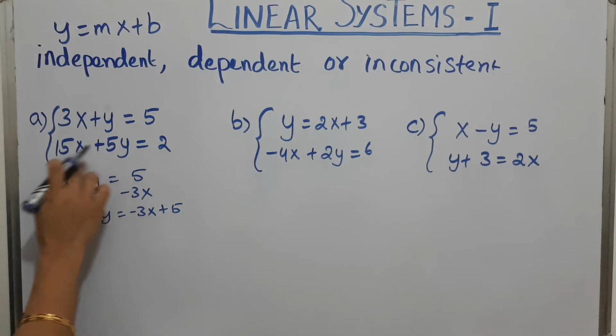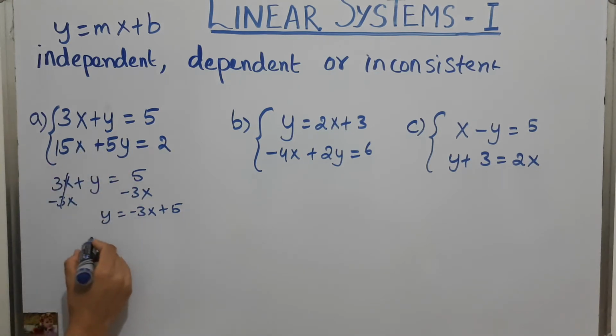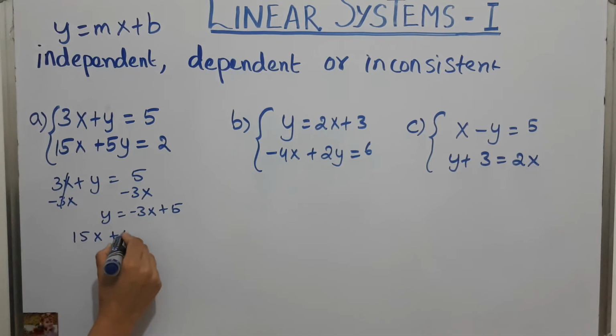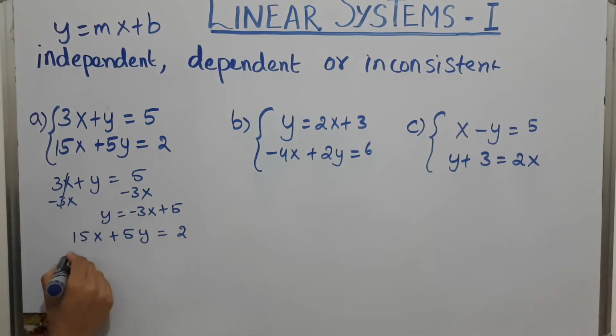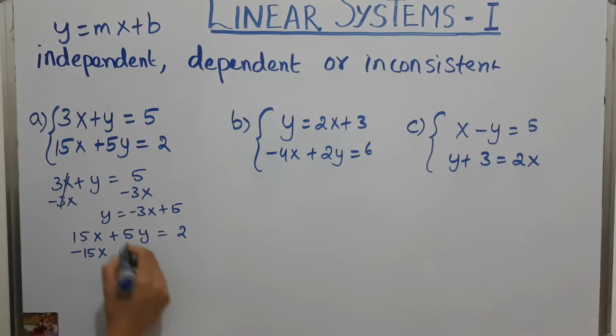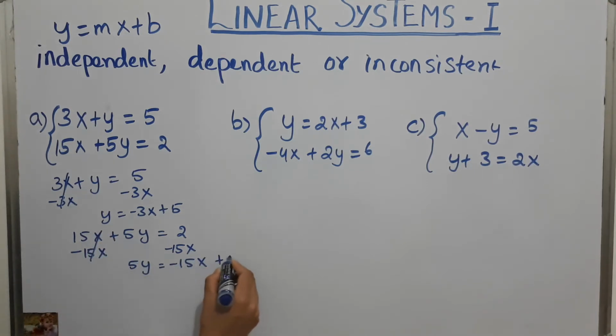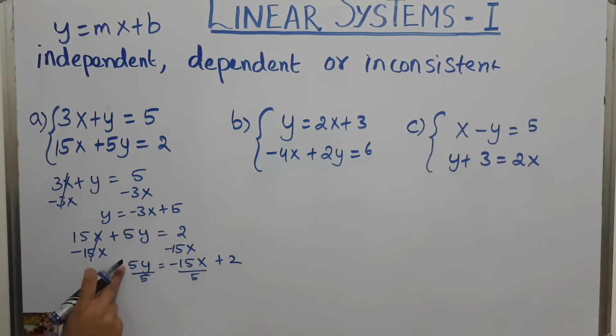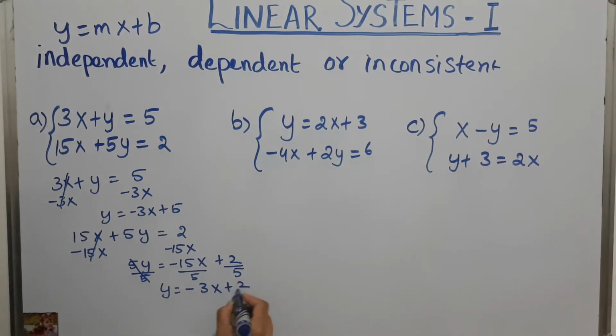Okay, and now you have to rearrange this one also. So 15x plus 5y equals 2, and you have to move 15x to the other side to write it in slope intercept form. So minus 15x, and this is gone. So 5y equals negative 15x plus 2, and then you have to divide all the terms by 5, to get rid of this 5 over 5. So y is equal to negative 3x plus 2 over 5.